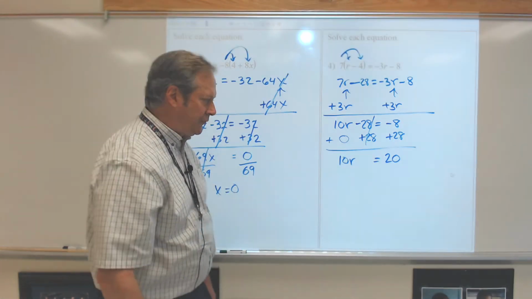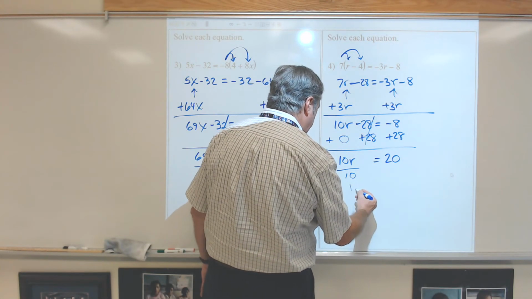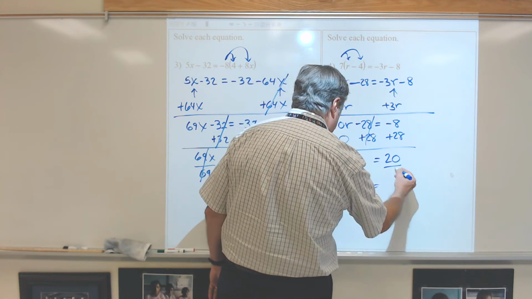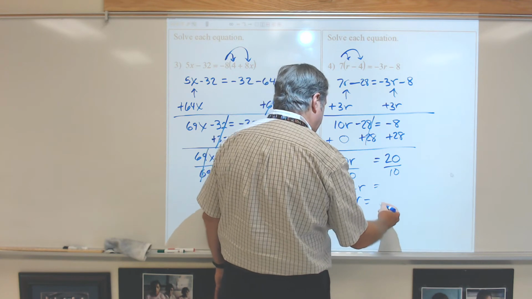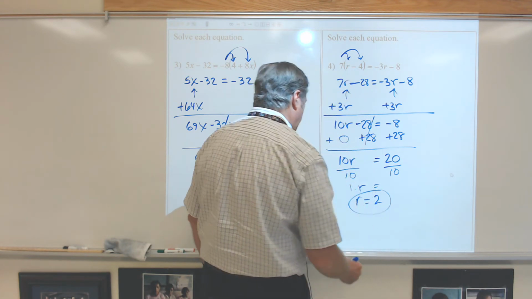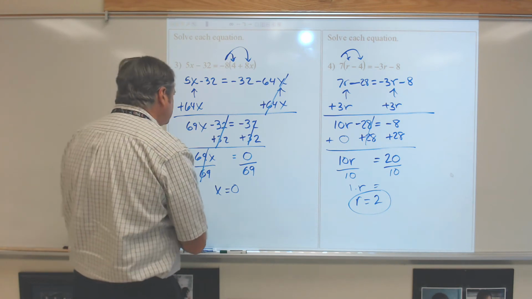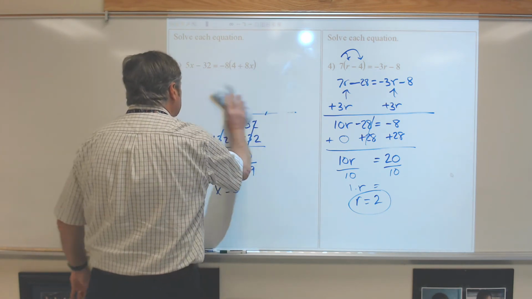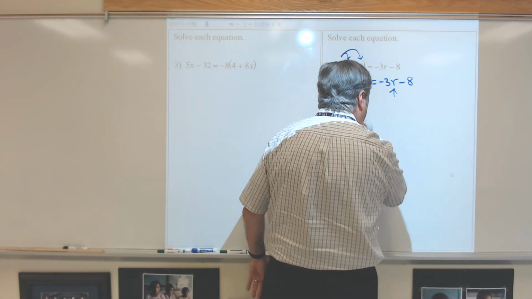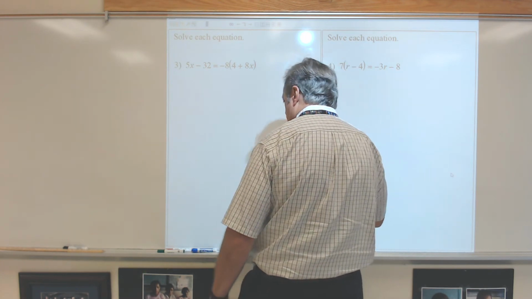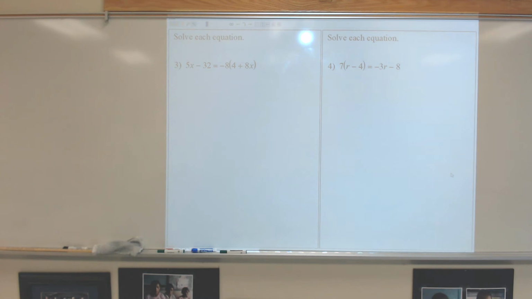Divide both sides now by 10 to get rid of it, because 10 over 10 is 1. And 1 times r is r, and 20 divided by 10 is 2. So there is 3 and 4. Alrighty, let's keep rocking and rolling.